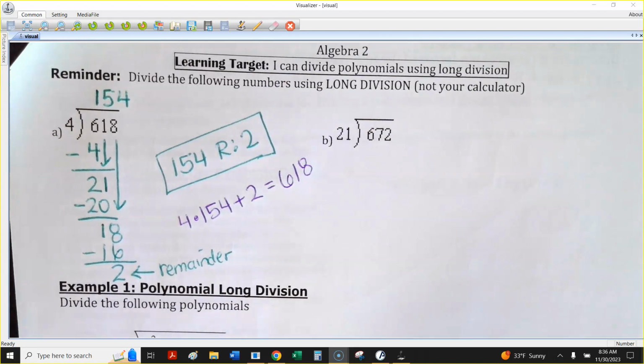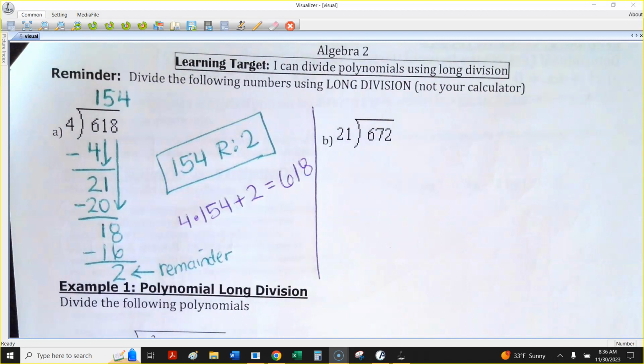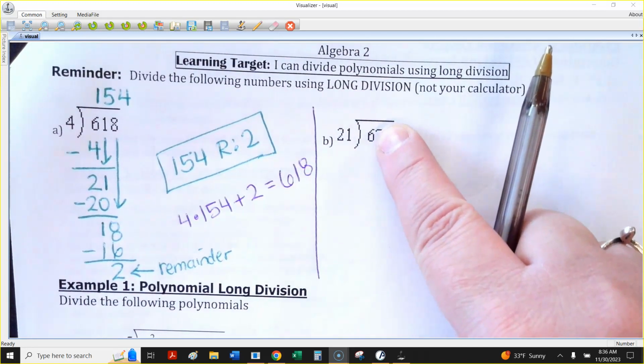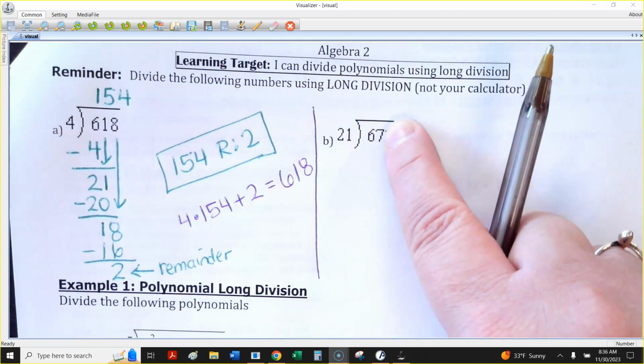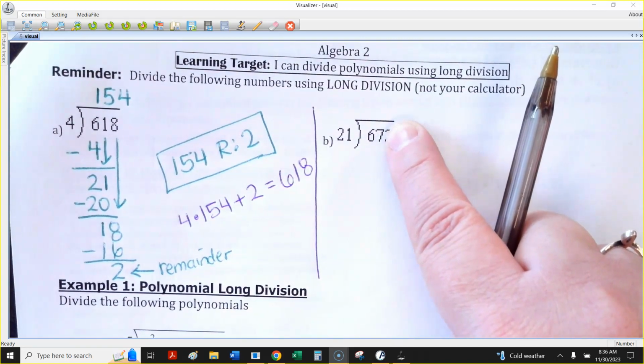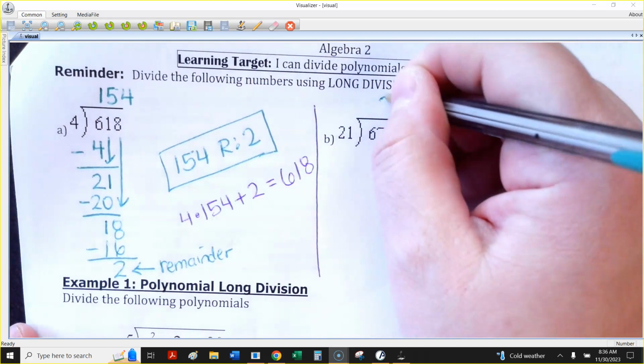Okay, so I'm going to try one more with you here. You should always take the number on the outside and look at your first digit. Does 21 go into 6? If it doesn't, just scooch over to the next digit. Does 21 go into 67? It doesn't have to go in evenly, but how many times would you tell me 21 goes into 67? 3. Okay, and it's not evenly, so you put a 3 on the top here.